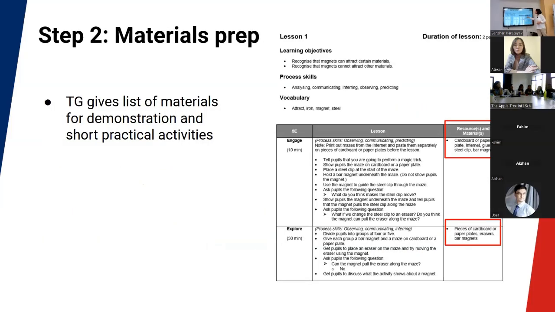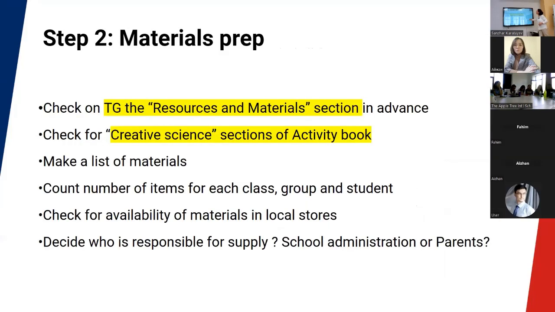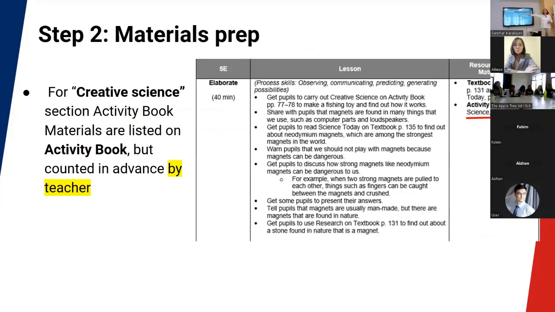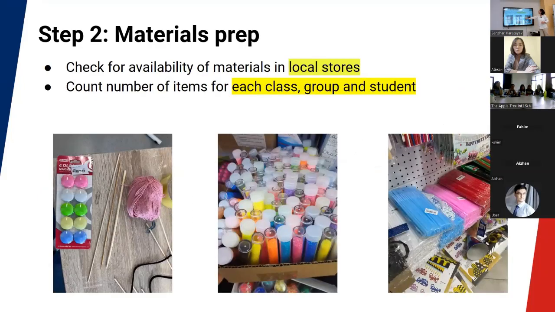So as I said, resources and materials part. From the teacher's guide, you can find the list of materials there. Also, about the creative science section of the activity book: you have to look at the book directly. And as I said, check for availability.